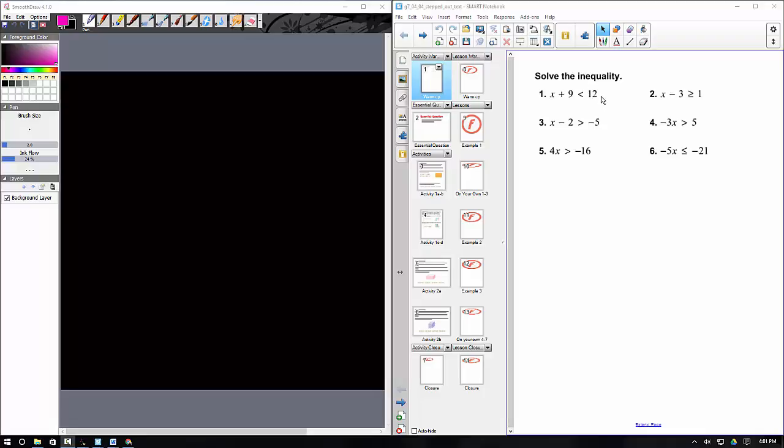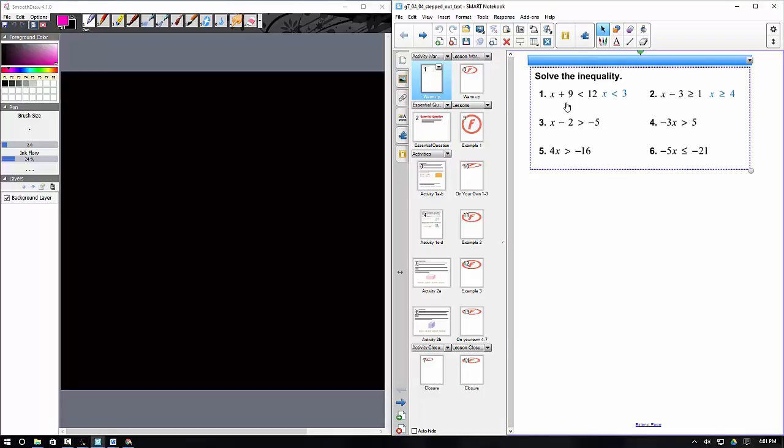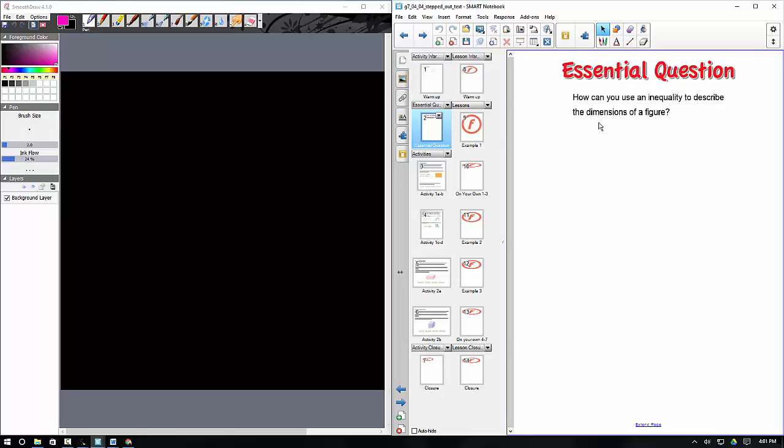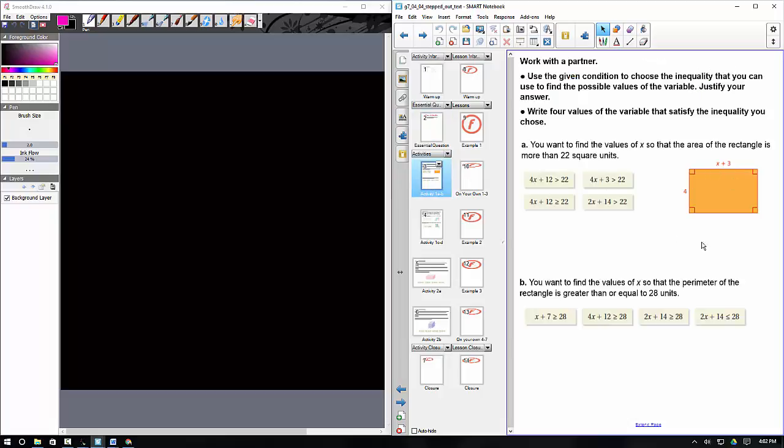Alright, so that should have been enough time for you to go through and try these out. Let's see what your answers are. In this case, x is less than 3, so you should have your number line at 3, with an open circle, and then it goes to the left, towards 0, and so on for all of these. So what we're doing today is how could you use an inequality to describe the dimensions of a figure. Let's look at this figure right here.